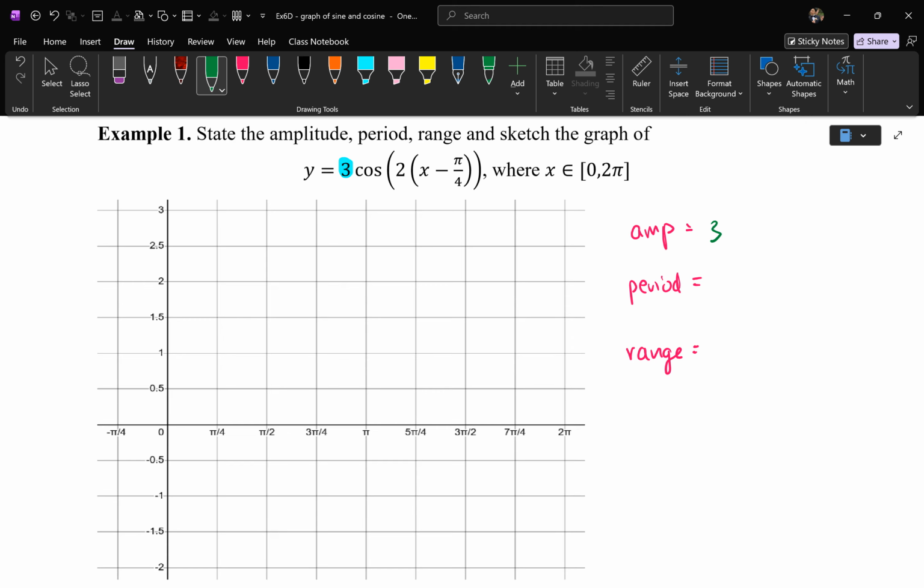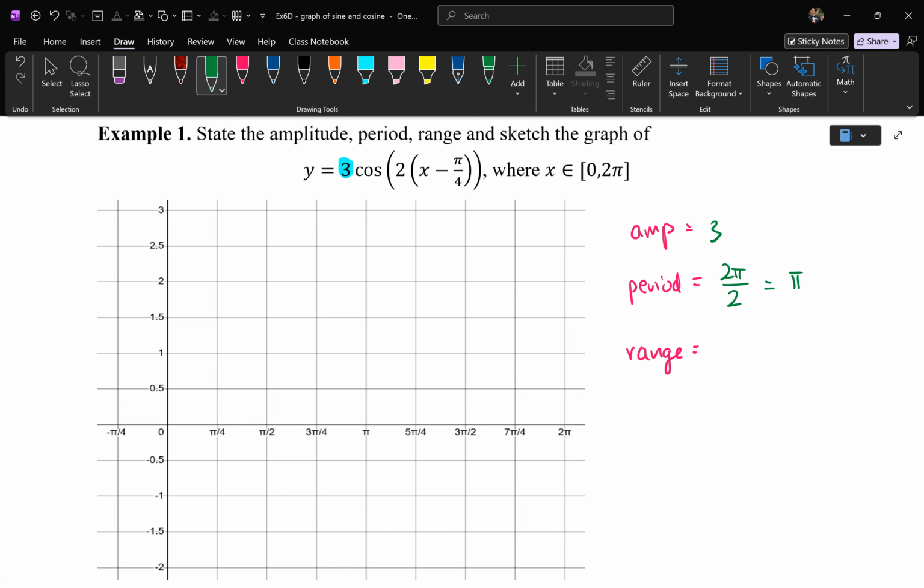Period, let's go to the right. Let's go with Erwin. What's a period? How do you find out? Pi, very good. It is 2 pi on n, which is 2. 2 pi divided by 2 is pi. That is correct. Next one, range.